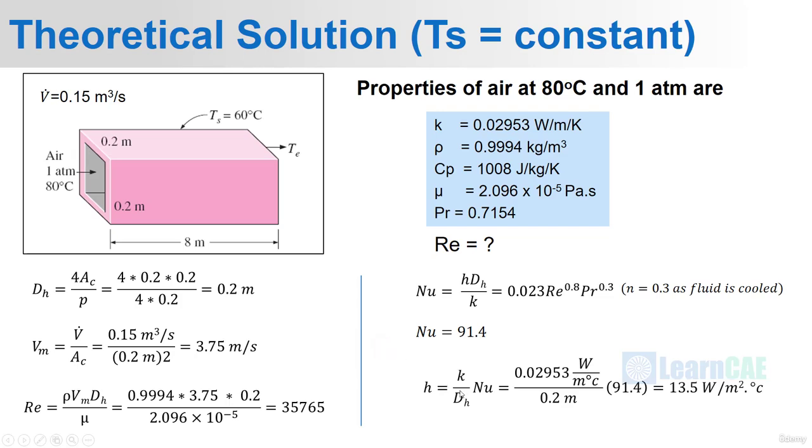h is equal to k by d into Nusselt number. Substituting the values, we get h is equal to 13.5 watt per meter square per degree Celsius. Alright, we have calculated the Nusselt number and also the convective heat transfer coefficient h. Next, we have to find out the exit temperature and also the net rate of heat loss. To calculate these two parameters, let us quickly check the theory part on heat transfer loss in a pipe flow.